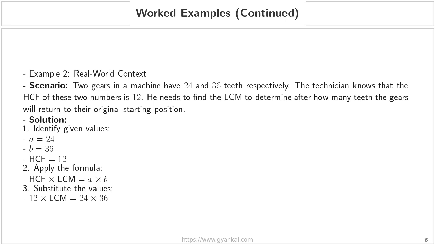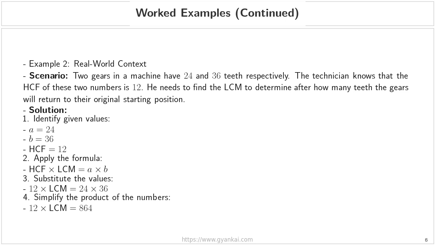Now, let's substitute our known values into the equation. This gives us 12 multiplied by the LCM equals 24 multiplied by 36. Before we can find the LCM, we need to simplify the right side of the equation. When we multiply 24 by 36, we get 864. So, our equation now reads, 12 multiplied by the LCM equals 864.